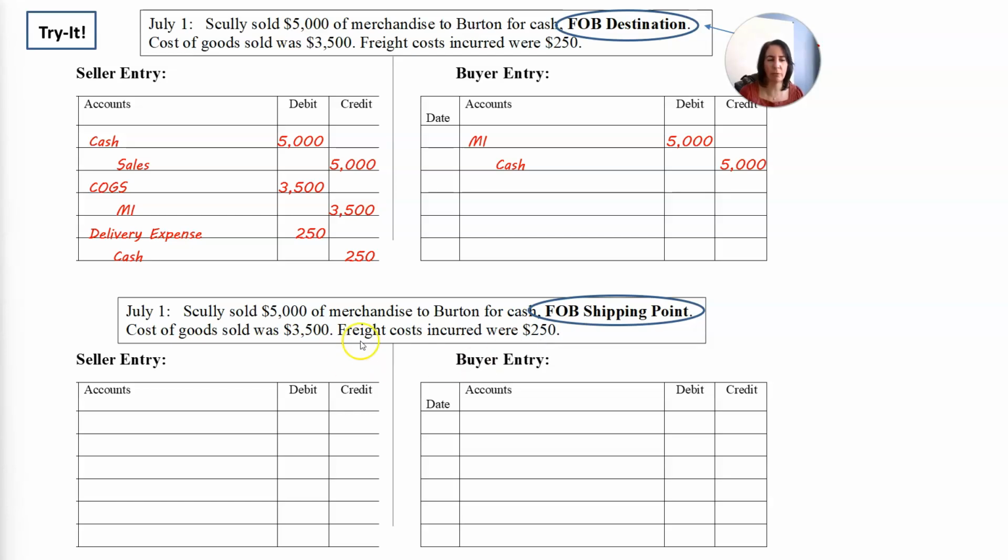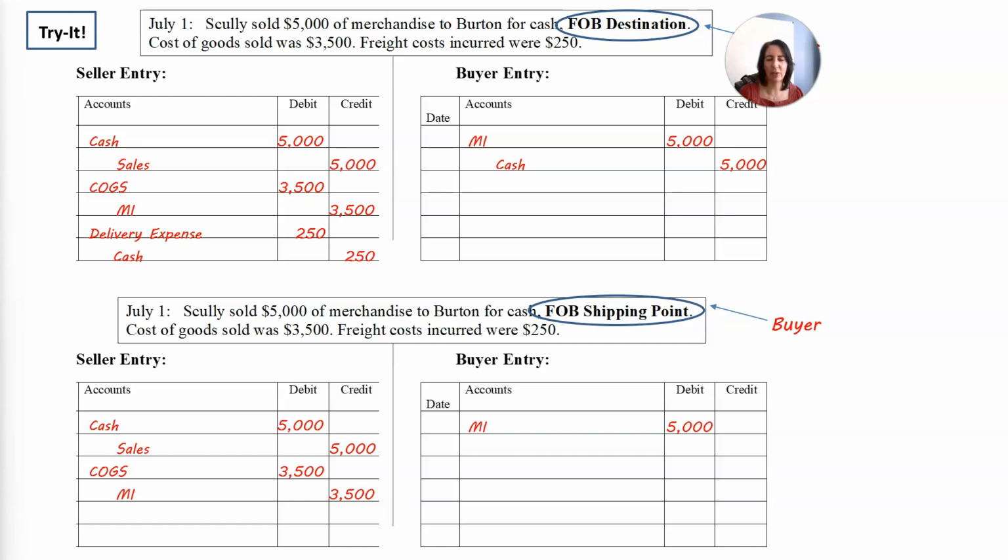So hold that in your brain for a second. Let's do the seller's entries. The seller's entries are just regular cash, sales, cost of goods sold, merchandise inventory, no change there. They're not paying the freight charges. So we come on over to the buyer side, though. They are paying the freight charges.